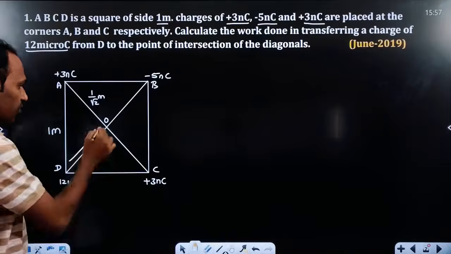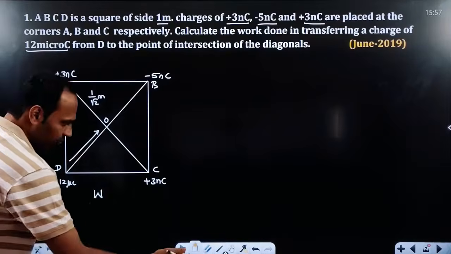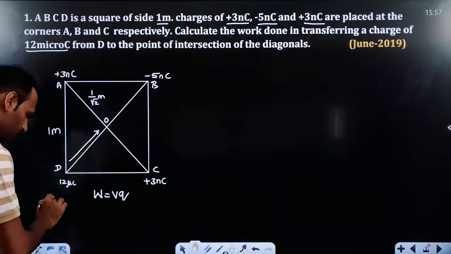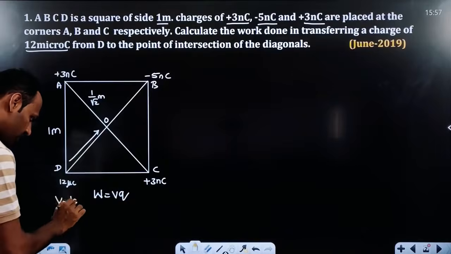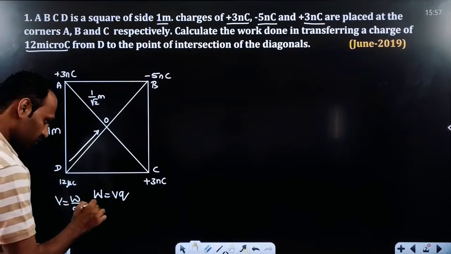right? So to calculate work done, what is the formula of work done? Work done is equal to potential difference into charge. How? By the potential formula. Potential is equal to work done divided by charge, right? So we'll get W is equal to V into Q.